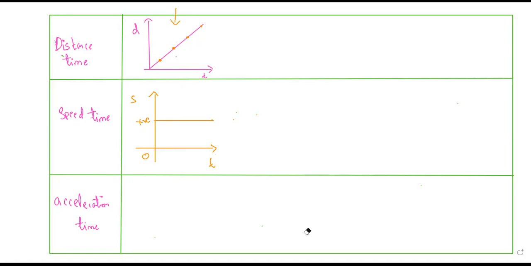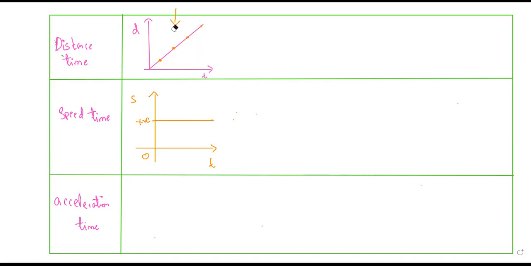Listen, just follow this line. This line is giving information about the speed. Number one, it is positive. Number two, the gradient is constant. What is the gradient of the pink graph? It is the speed. Since gradient is constant, speed would be the same for all the time, right? That is why we are getting a horizontal line.